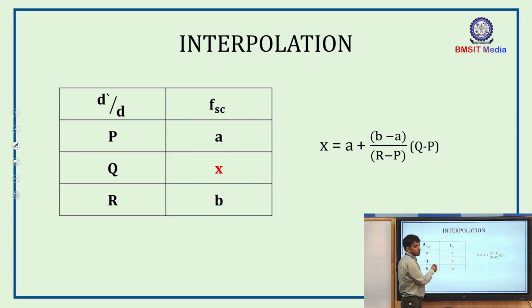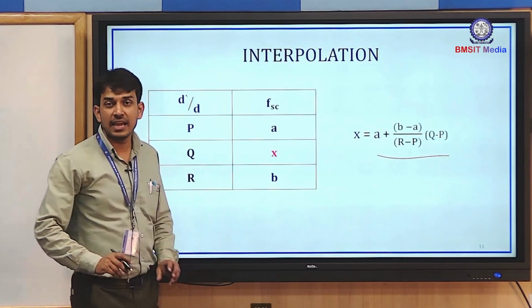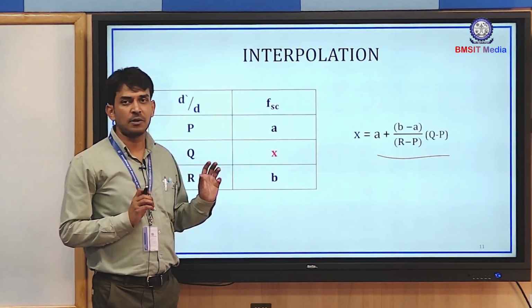So that interpolation we will do like this: if we have p with the value a, and r with the value b, we have to calculate the value for q. So this x becomes like this. This is how we have to calculate any in-between values.